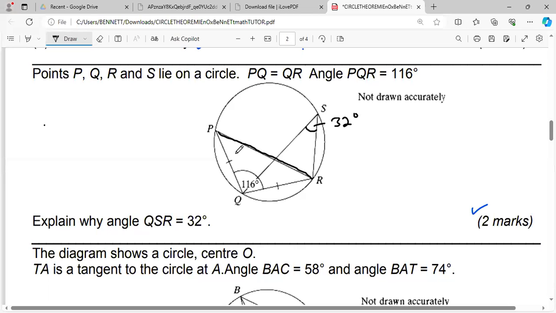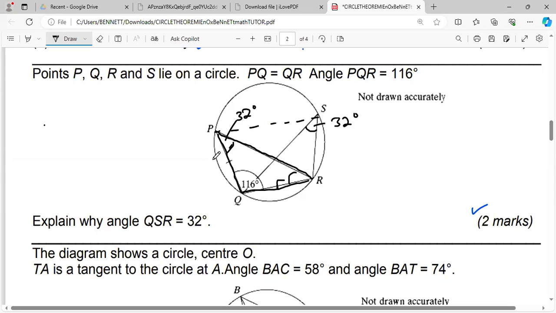Now, this is an isosceles triangle. So if we know the top part of it, then we can easily know the base angles, right? Why I'm finding this? Because you see this angle right here is equal to this angle right here. So we just need to prove that this is 32, because angles in the same segment are equal.